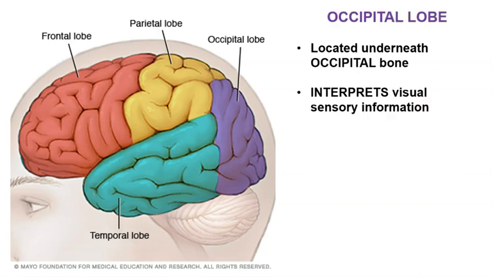Next, we have the occipital lobe, which contains regions that function in the interpretation of visual information from the eyes.